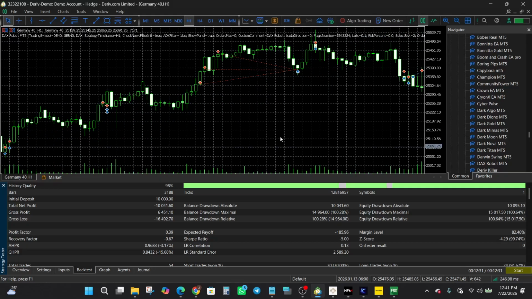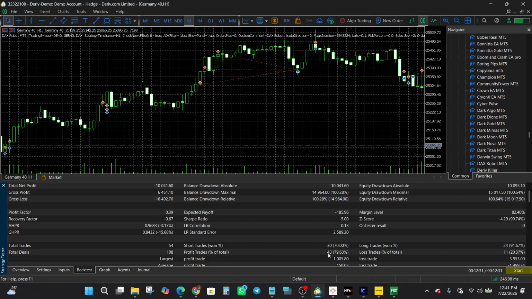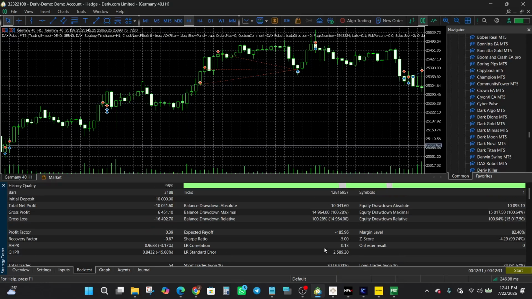The key metrics from the tester also include the total trades, which is at 54, out of which 43 were profitable. That gave us a 79.63% win rate. All right. And we have a profit factor of 0.39, which is bad. It's not surprising because the account got blown. All right. For the maximum drawdown, of course, you'll be expecting 100% drawdown because the account got blown.